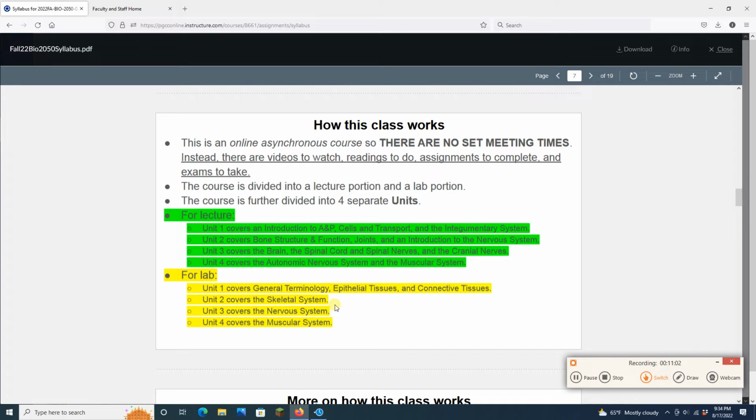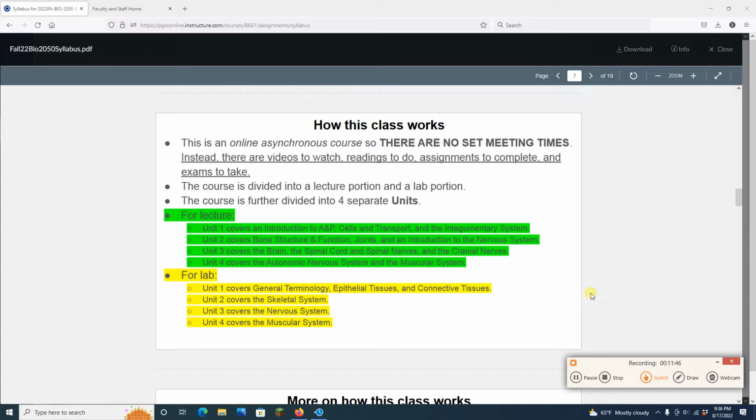So for lecture, unit number 1, we're going to talk about the basics of anatomy and physiology. We're going to talk about cells and transport, and then we're going to talk about the integumentary system, i.e. the skin. And then we'll take a test. Now, unit 2 for lecture, we're going to do bone structure and function, joints, and we're going to get the basics of the nervous system. Unit 3 is all nervous system. We do the brain, the spinal cord, cranial nerves. Unit 4, we finish up the nervous system, and then we do the muscles. And after every unit, we are going to take an exam.